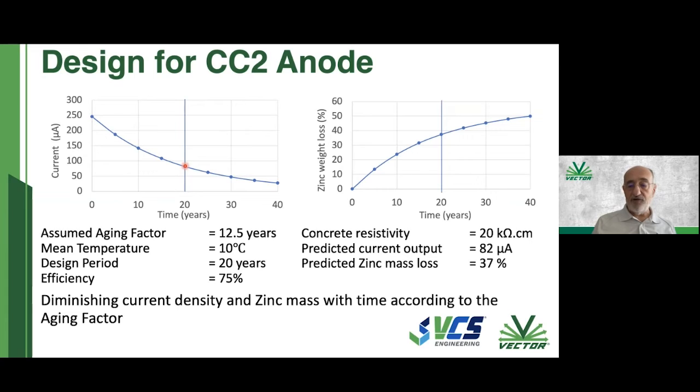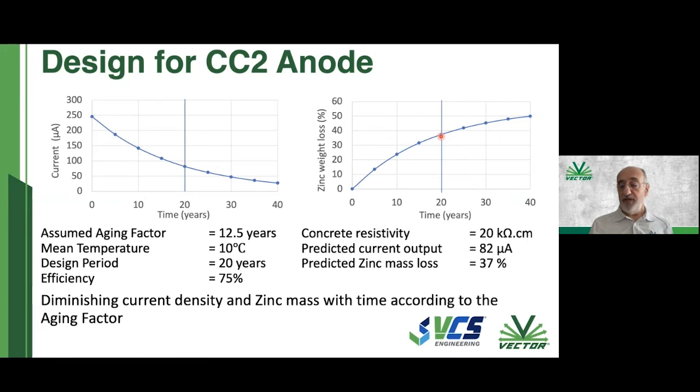This is the current that you achieve per anode at year 20. It's about 82 microamps. And the amount of zinc that you consumed over that period, based on efficiency of 75, is of the order of under 40 grams. Now, there's a lot more zinc in that. As I showed you before with the samples that we've taken out from the bridge, often there is about half of the zinc still remaining. So here we predicted that we're going to use only 37% of the zinc.